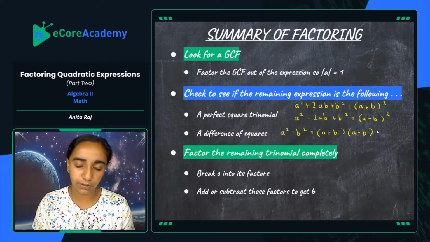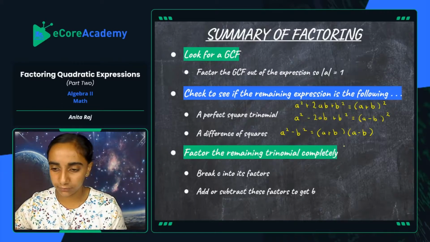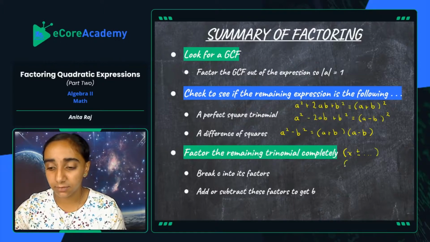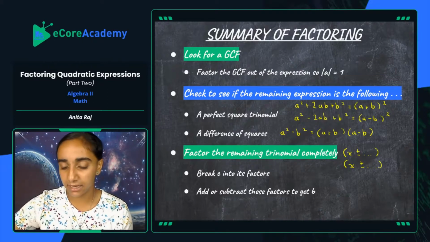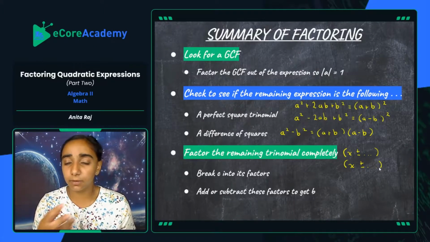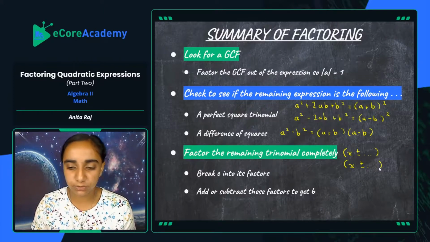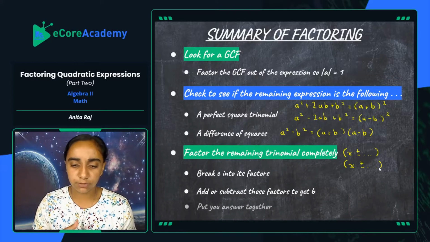Because remember, when we put it all together into parentheses, like I showed you before, you'll have x plus or minus some value, times x plus or minus some value, and these two will be multiplied together. So these two values would have to, when multiplied together, equal your C, and when added or subtracted, get your B value. So that is how you would do that, and then you would just put your answer together.